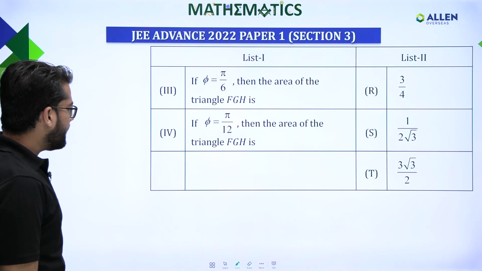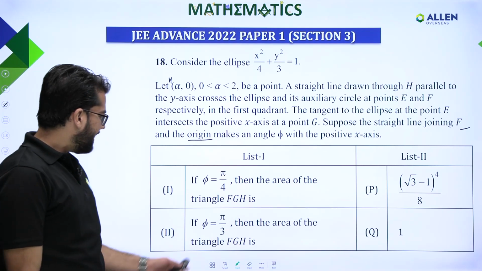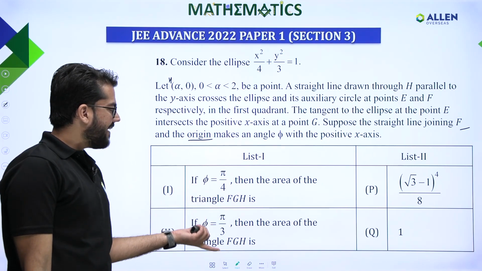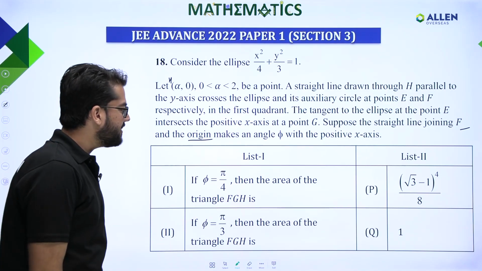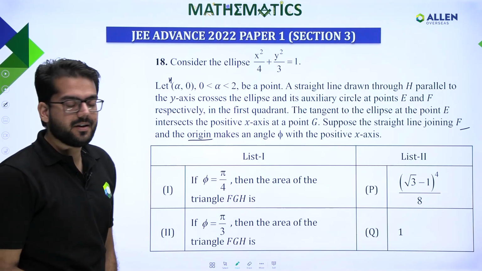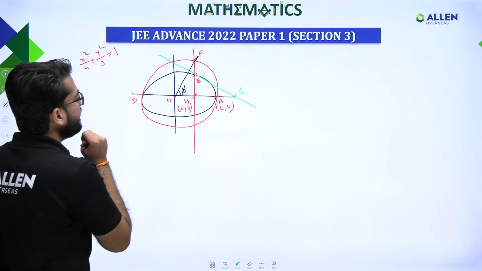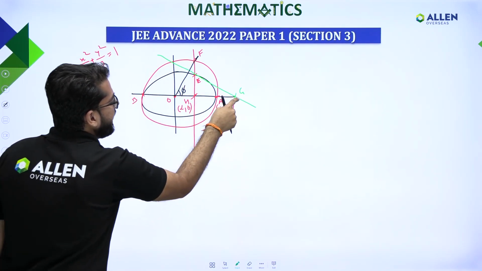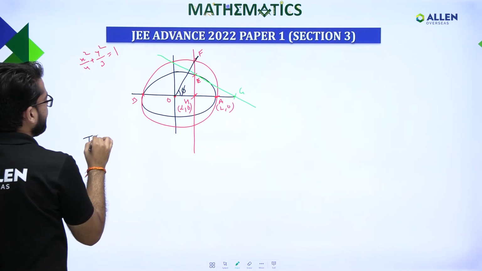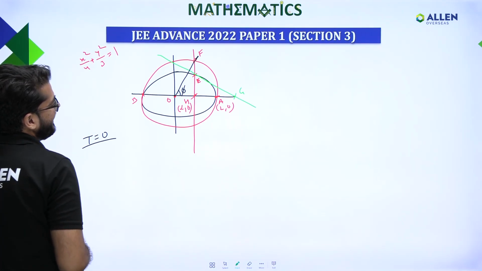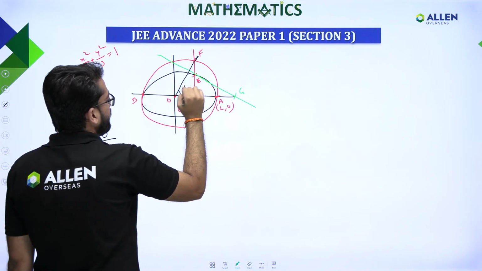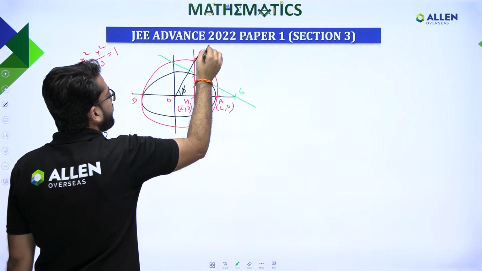Now if we think about the options, they are just giving us the angle, pi by 4, pi by 3, whatever, and they are asking about the area of the triangle FGH. So first we need to draw one tangent, and the equation of the tangent we can write as T = 0. First I just want to write the coordinates of this F.